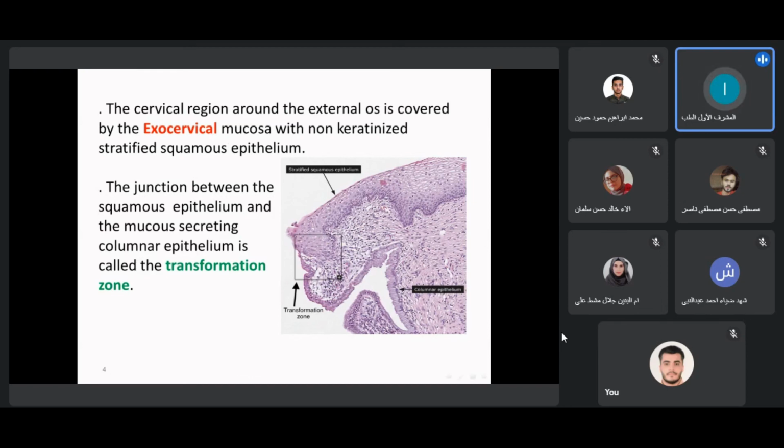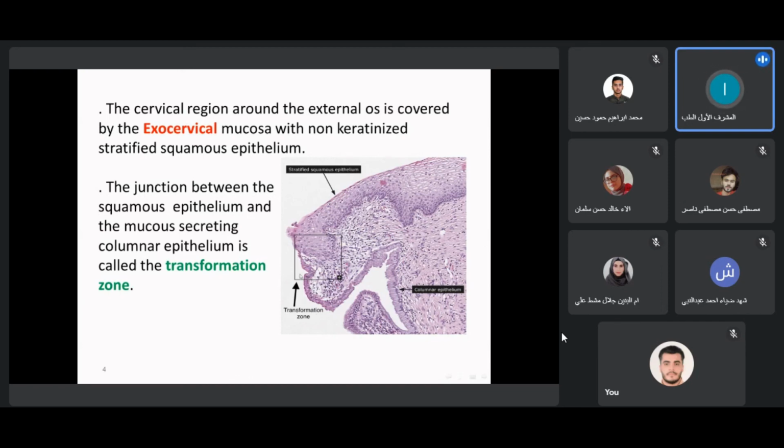Here, this section also shows the meeting between the ectocervix, stratified squamous epithelium, and the upper part of the cervix, the endocervix, whose lining is simple columnar epithelium with underlying mucus secreting glands. This is the transformation zone, which is the area of change from columnar epithelium into squamous epithelium.